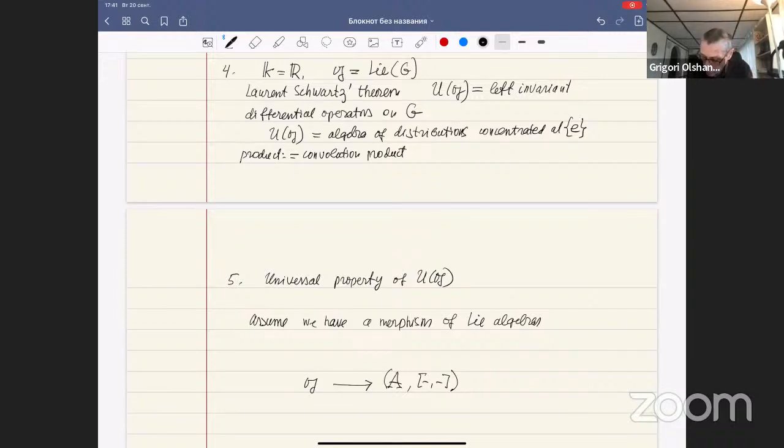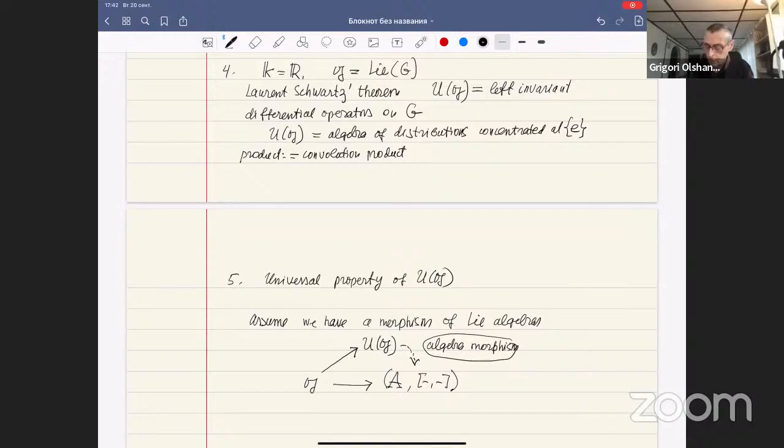Then, first of all, there is some canonical map to our universal enveloping algebra. By the very definition, we have a map from g to this algebra, and the claim is that there exists a unique algebra morphism. This is an algebra morphism which makes this diagram commutative.